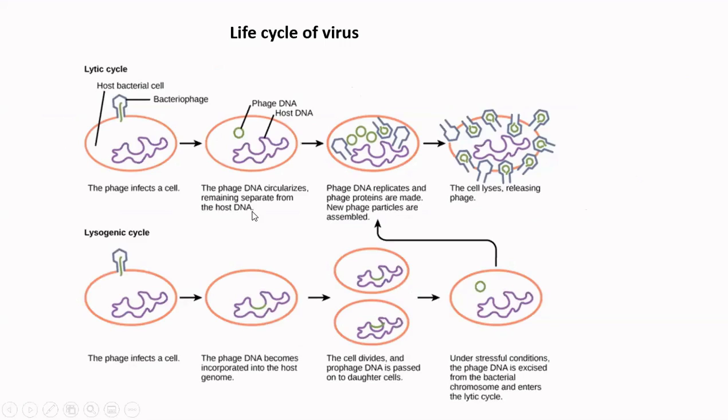Initially, the virus or the phage infects a host cell. Then the DNA of the phage circularizes, remaining separate from the host DNA. You can see here the green one, that is the DNA of the virus. Then the phage DNA replicates and phage proteins are made. Now new phage particles are assembled in the host cell. So now you can see the replicates.